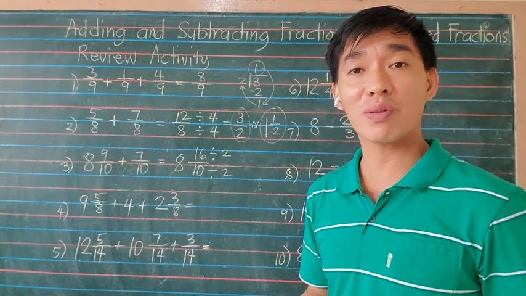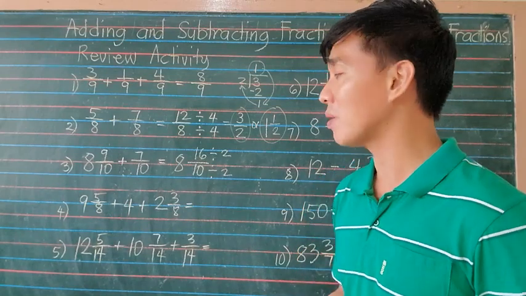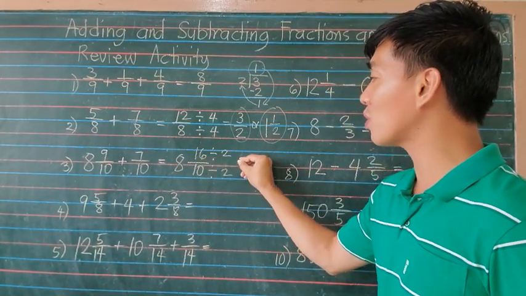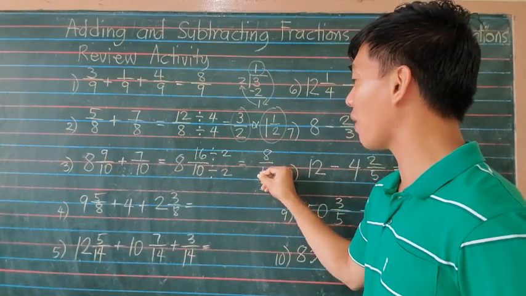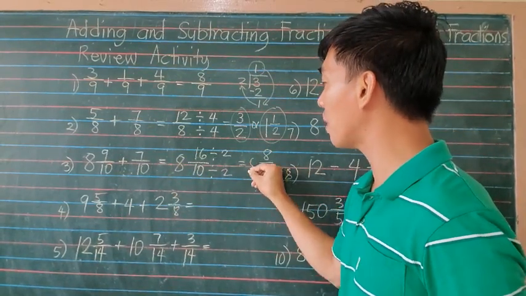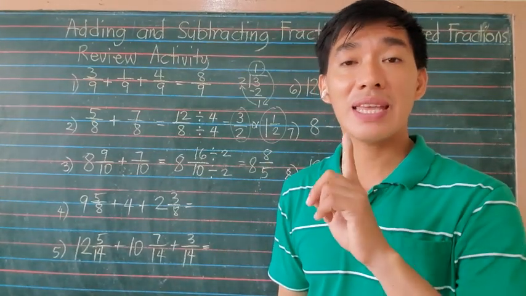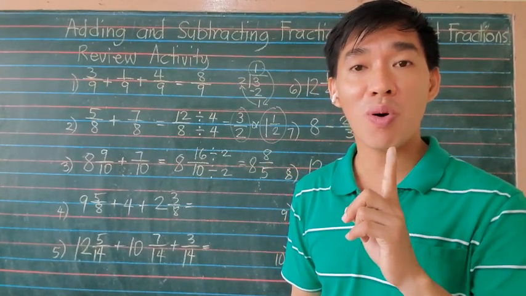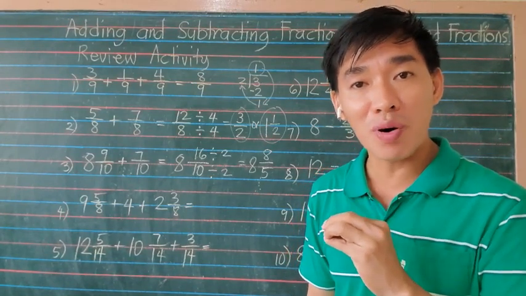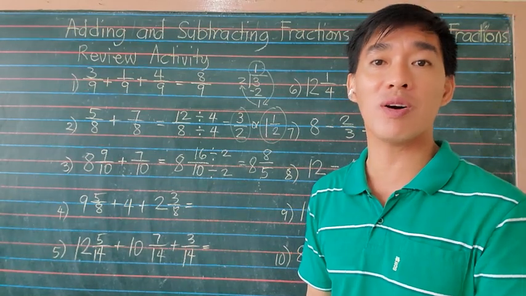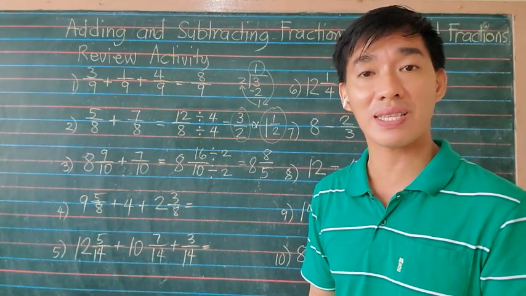Always remember, yung sagot po should be in the simplest form. So divide 16 by 2, that is equal to 8, and divide 10 by 2, which is equal to 5. Then you just copy the whole number. Remember, hindi po natin nilo-lowest term yung whole number. Just copy the whole number. Yung fraction lang po ang nilo-lowest term natin or in-express sa simplest form.